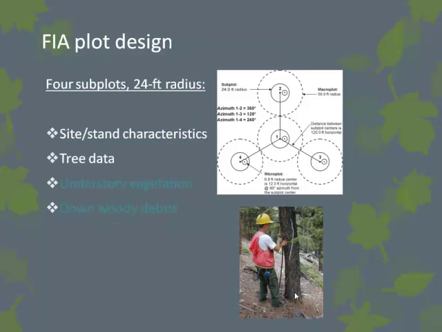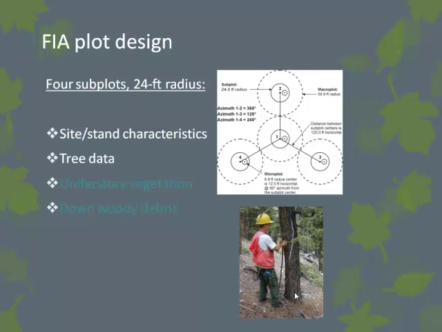This schematic gives you an idea what a current FIA plot looks like on the ground, just so you have an idea where these data are coming from. Each circle is a subplot. There are 4 subplots per plot. They have a radius of 24 feet. And on those subplots, we record 4 main types of data.